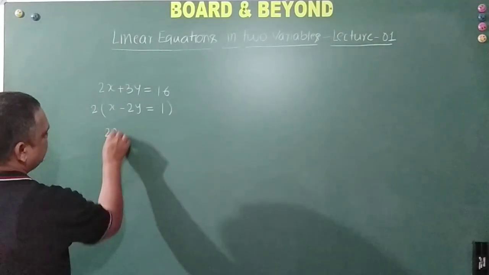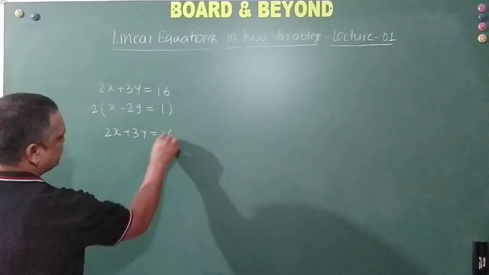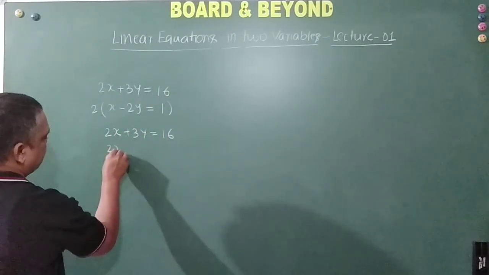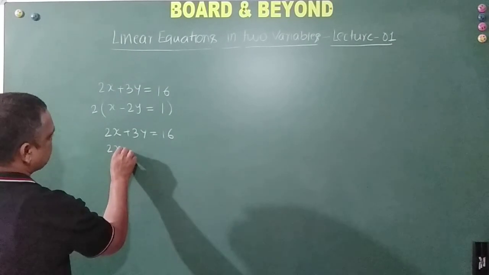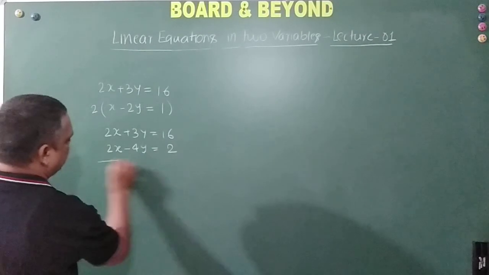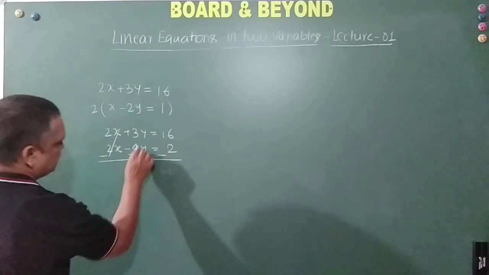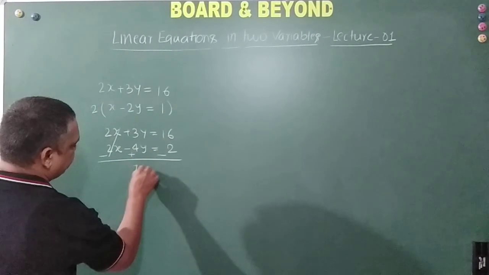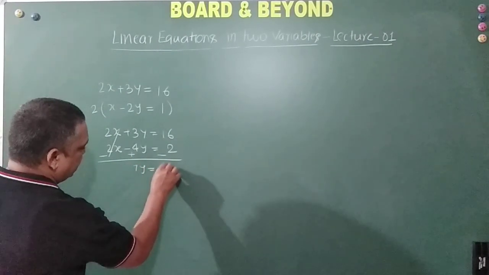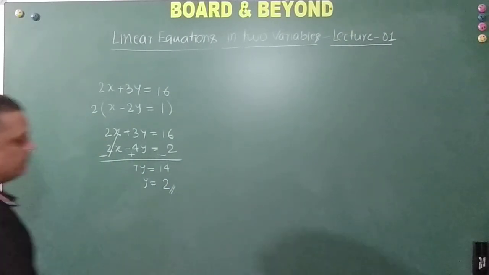So this will give me 2x plus 3y is equal to 16. I have just copied it, and this is 2x minus 4y is equal to 2. Right? Now let us subtract it. So this becomes 7y is equal to 14. So y is equal to 2. We got the value of y.